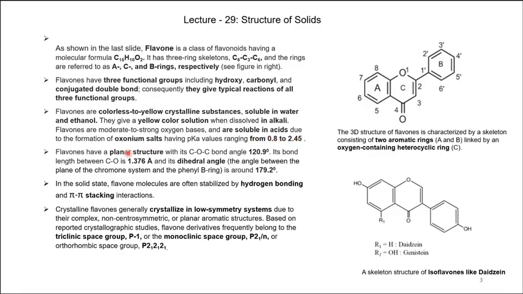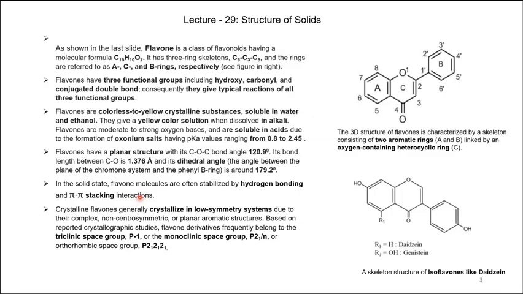2.45. Flavone has a planar structure, so it has a C-O-C bond angle of about 120.9 degrees. The C-O bond length is 1.376 angstrom, and its dihedral angle is about 179.2 degrees. Flavonoid molecules are often stabilized by hydrogen bonding, and there are pi stacking interactions.